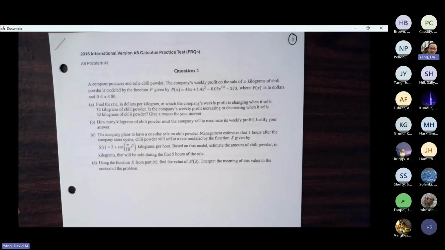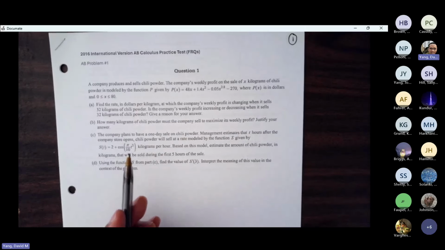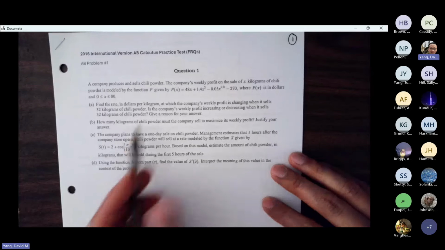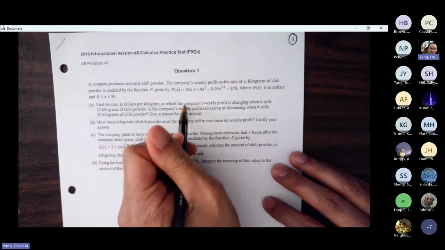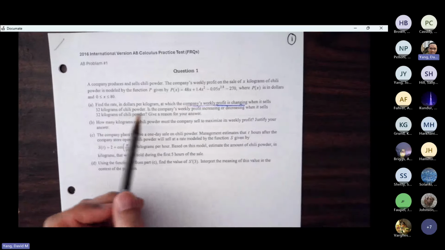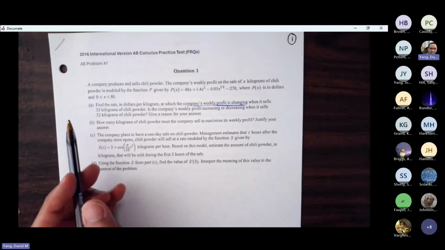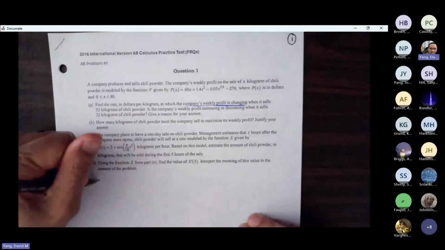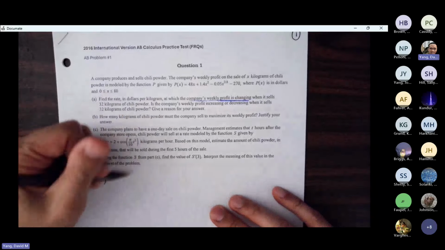Okay, so part A, find the rate in dollars per kilogram at which the company's weekly profit is changing when it sells 32 kilograms of chili powder. We know that P of x is in dollars, but we want to look for how the profit is changing, so that should indicate that we're asking about the rate of change. And then, is the weekly profit increasing or decreasing? Okay, so for part A, we know that we're going to have to get to P prime of 32.